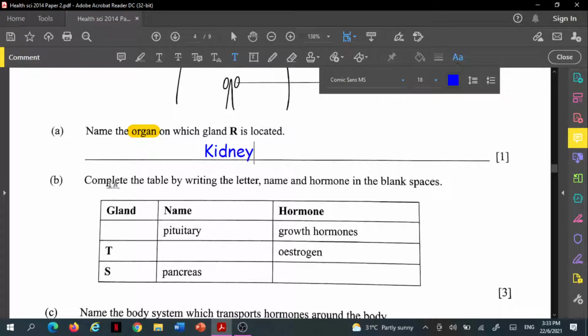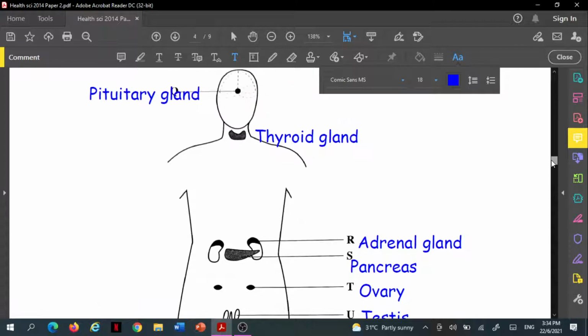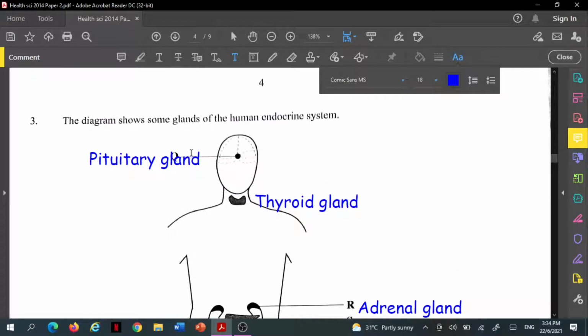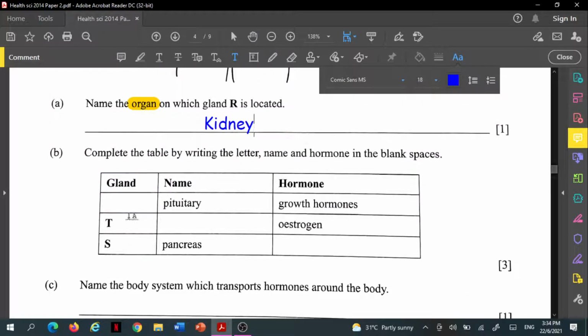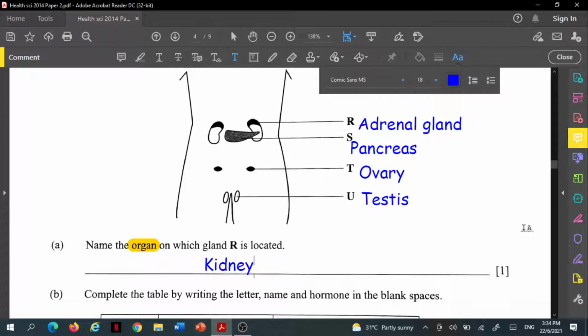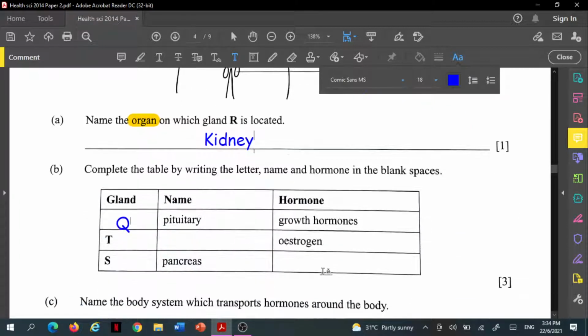All right, so here now is a complete table by writing the letter, name, and hormone in the blank spaces. So the pituitary gland, right, is the name of the gland itself. And so what letter represent this? So go back to the diagram, we're going to see what letter represent the pituitary gland. And the pituitary gland is by Q, so we're going to put Q there. Okay, so Q is our letter. All right. Now T, they want us to name that gland. So I'm going to go up to the name of that gland, T, and T is the ovary. Okay, so we'll go back and label our ovary.